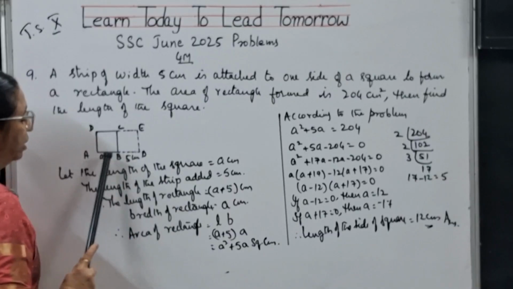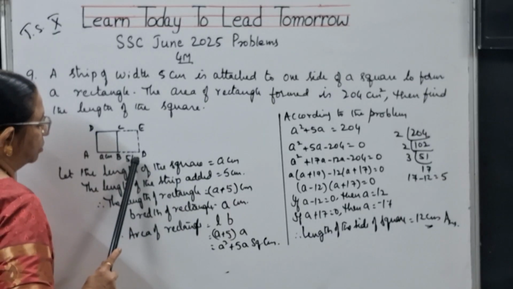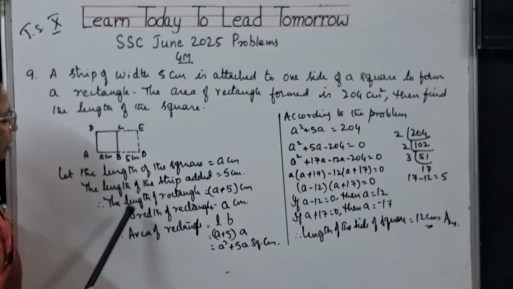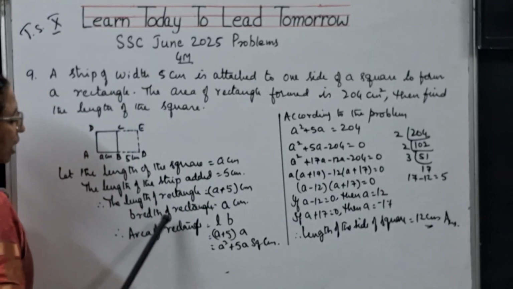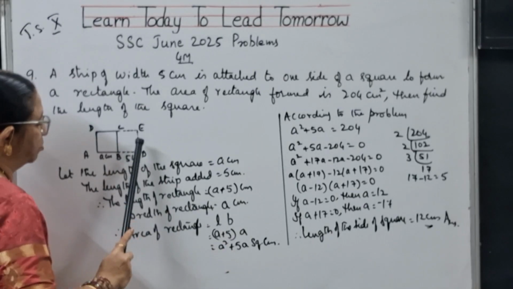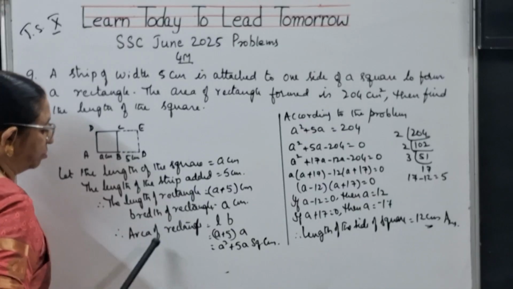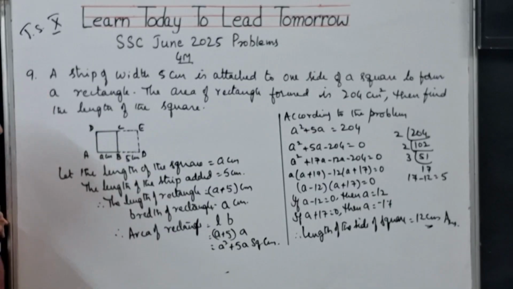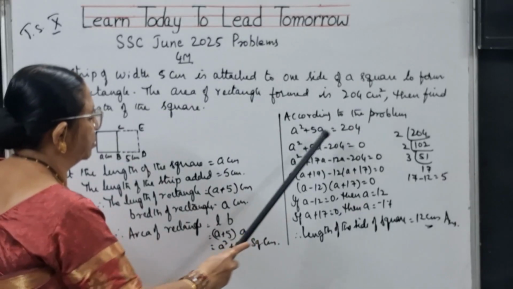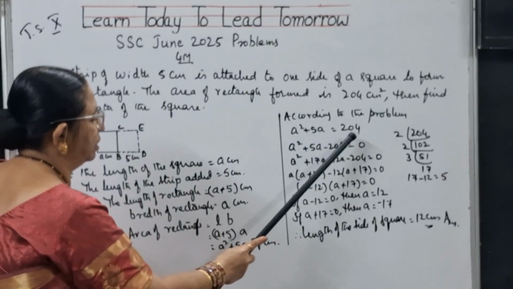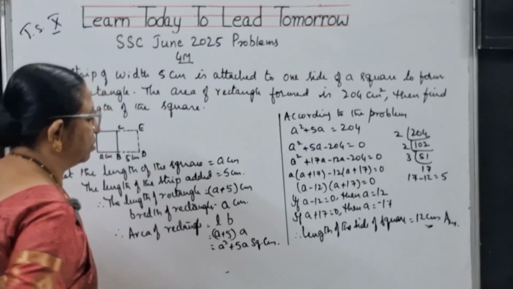So the length of the square, we consider it as a centimeters, and the length of the strip added is 5 centimeters. So the length of the rectangle so formed is a plus 5 centimeters, and the breadth of the rectangle is nothing but the same width or side of the square, that is a centimeters. So area is L into B, so (a plus 5) into a, a square plus 5a. Now according to the problem, a square plus 5a is 204. So a square plus 5a minus 204 is equal to 0.